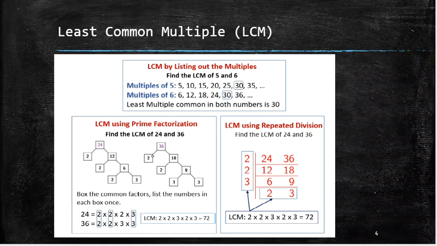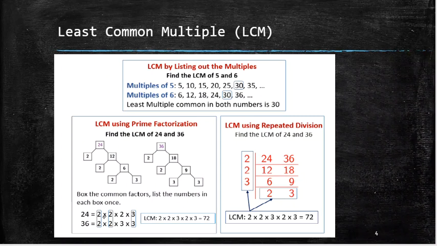For 36, the factors are 2 and 18. For 18, we have the factors 2 and 9, and the last one, 9, has the factors 3 and 3. We list out all the numbers here: for 24, 2, 2, 2, and 3, and also for 36, 2, 2, 3, 3.